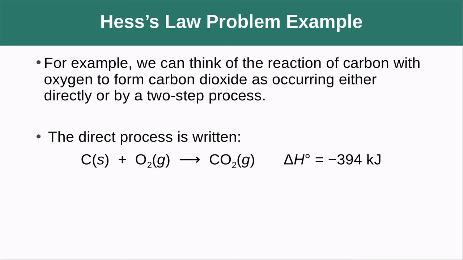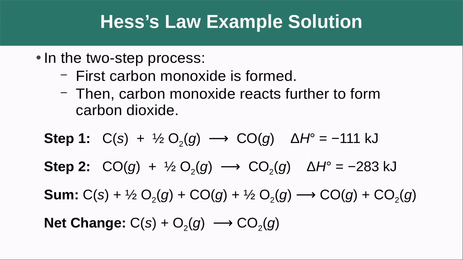We can think of the reaction of carbon with oxygen to form carbon dioxide as occurring either directly or by a 2-step process. So the direct process would be carbon solid plus O2 gas equals CO2 gas. We've already seen that. In the 2-step process, first carbon monoxide is formed, and carbon monoxide reacts further to form carbon dioxide. So in this scenario, we're going to first add 1 oxygen to our carbon to make carbon monoxide, and in the following step, we're going to take that carbon monoxide, add the other oxygen, and form CO2.